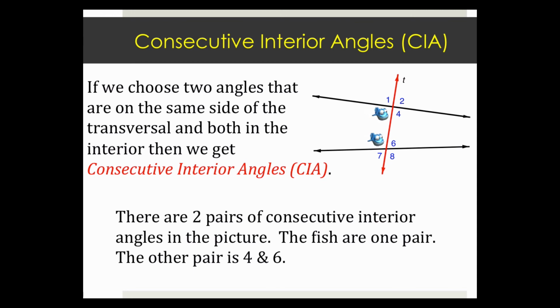Where's the other pair? 4 and 6. Which other pair haven't we talked about? Consecutive exterior. Beautiful. CEA, which I just realized I don't have a slide for. CEA would be consecutive exterior angles. 1 and 7, 2 and 8. Need to rectify that situation promptly.